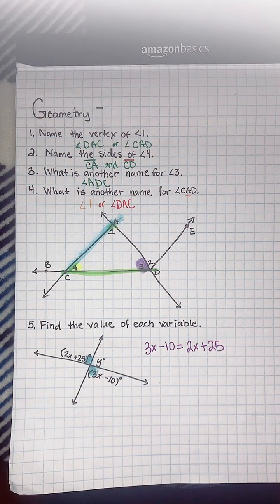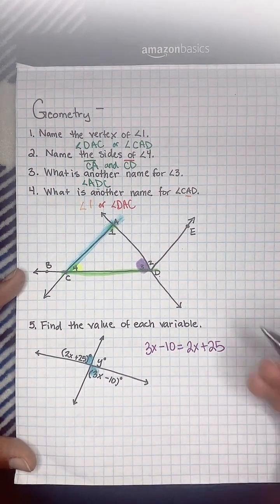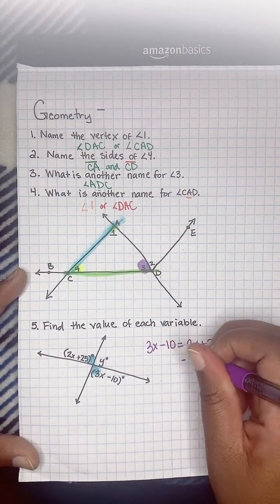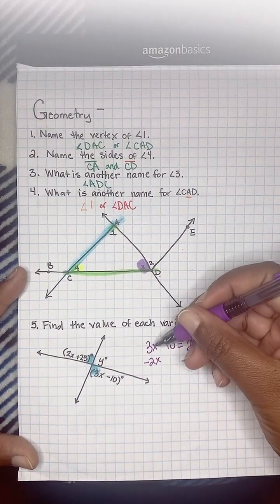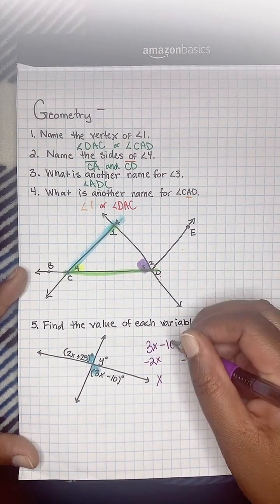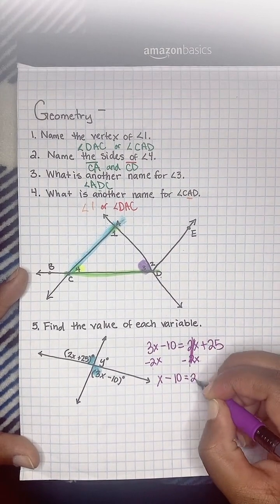So 3x minus 2x, wonderful, Aaron. So we're going to move our x's to this side by doing the opposite. So we're going to minus 2x from both sides. This cancels, and we get 3x minus 2x is x. We're going to drop down our minus 10 equals, and we're going to put 25.